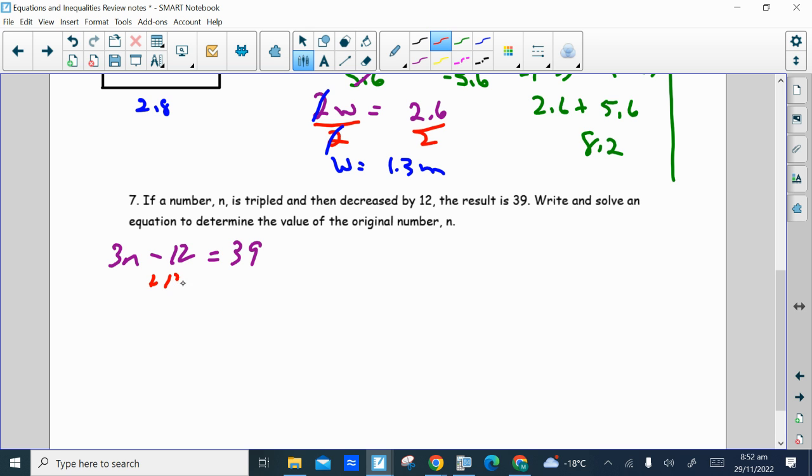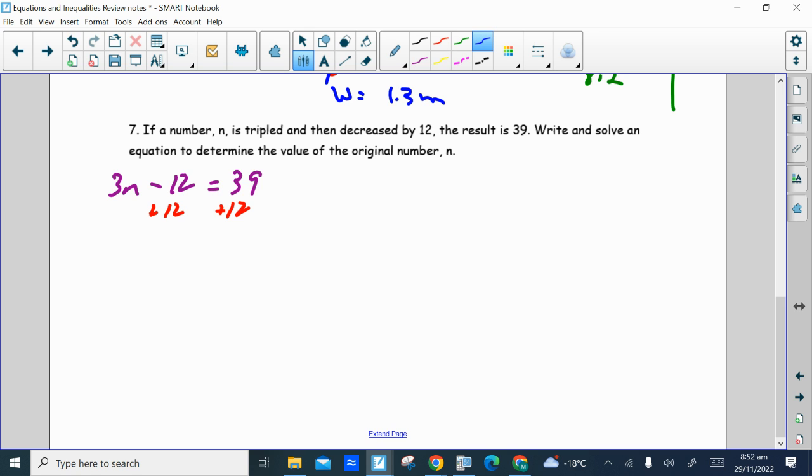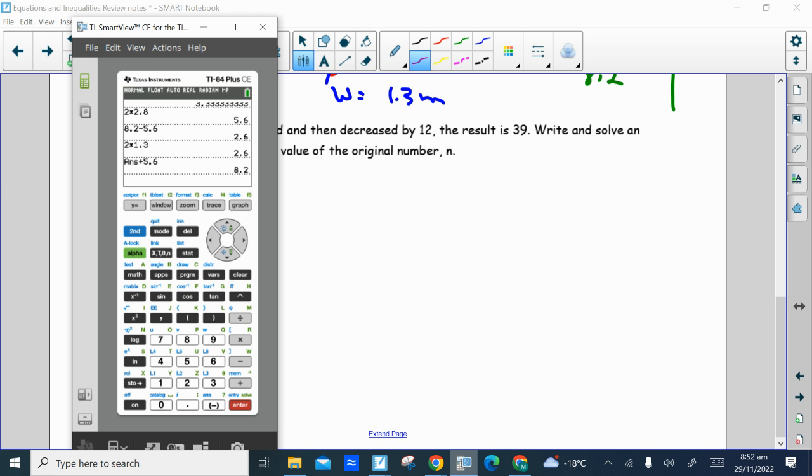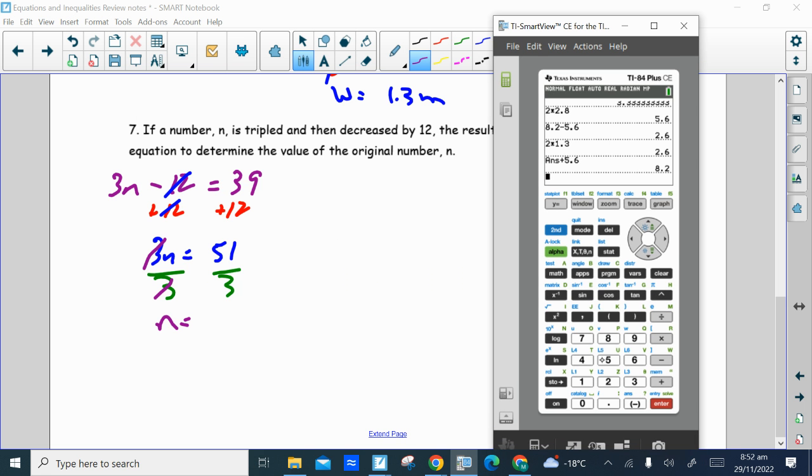So we'll add 12 to both sides first. On the left, the 12's cancel, so you're left with 3n equals, no, sorry, 51. And then we will divide both sides by 3. And I think that will give us an answer of 17. 51 divided by 3. Yep.